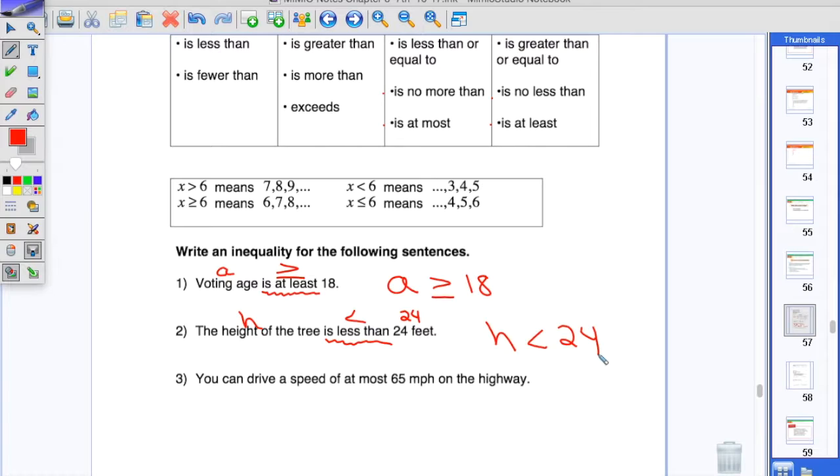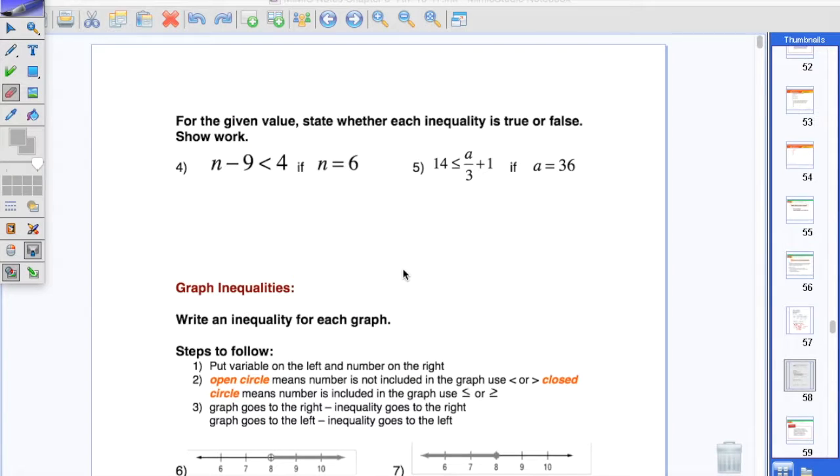You can drive at a speed of at most 65 miles per hour on the highway. So we'll use S to represent the speed. So at most is your key word, and at most is your less than or equal symbol. At most 65 miles an hour. So your speed on the highway is at most 65 miles an hour. It means you can go 65 miles or anything less.